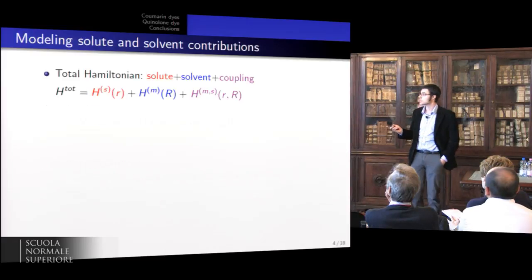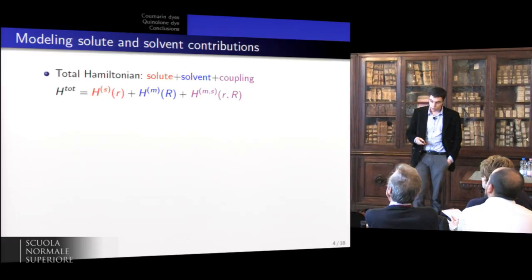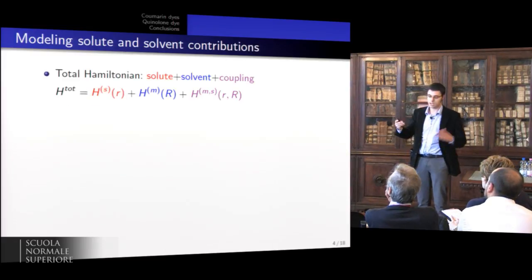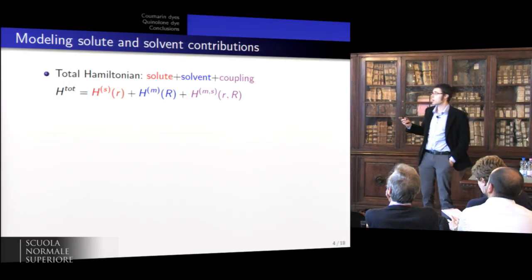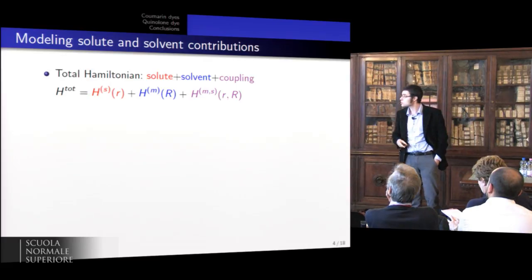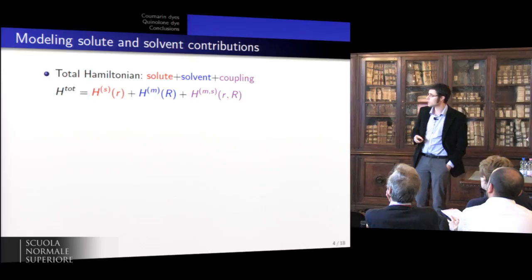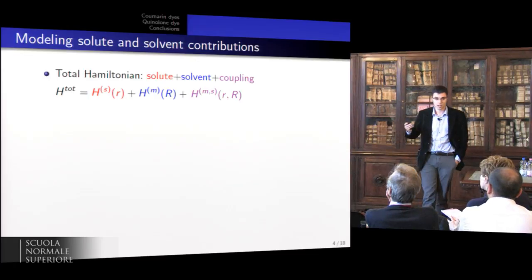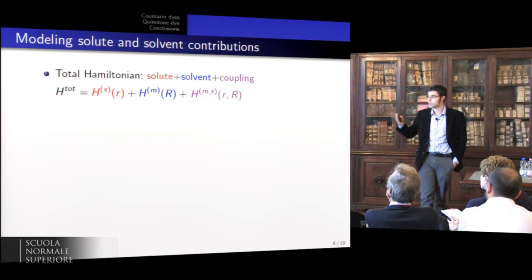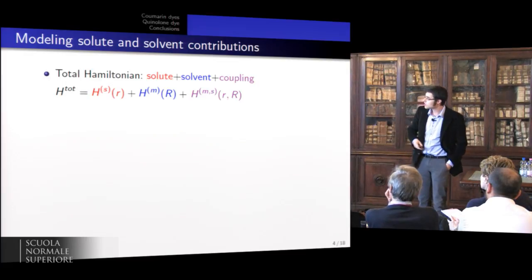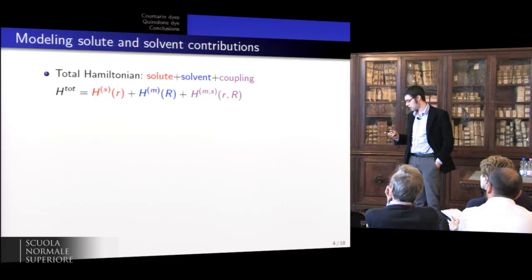So it's quite important. To achieve this goal, that is to have a description of the line shape, we have to start with the total Hamiltonian. That includes components that depend on solute coordinates, solvent coordinates, and other terms that are couplings, in the sense that finally in the Hessian we have couplings between the solvent and the solute.